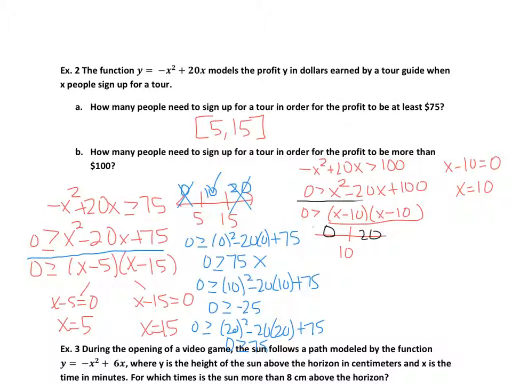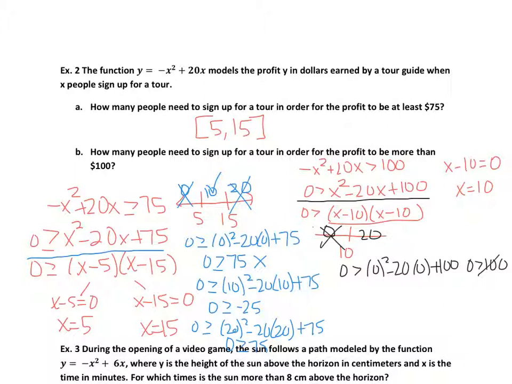Again, I'm going to plug it into this one. So 0 is greater than 0 squared minus 20 times 0 plus 100. And that gives me 0 is greater than 100. Is that a true or a false statement? It's a false statement.